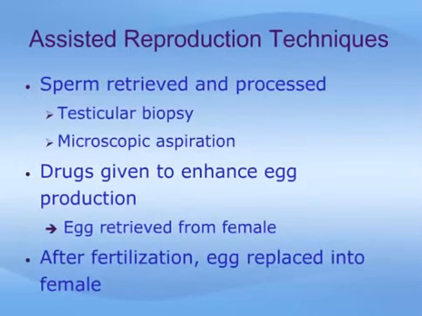In assisted reproduction techniques, sperm is retrieved from the male partner, usually by microscopic aspiration or biopsy of the testicle. It is then processed in the lab. Drugs are given to the female partner to enhance egg production. Then at the right time, eggs are retrieved from her. Fertilization is then accomplished depending on the technique, and this is discussed in the next slide. Following fertilization, the egg is replaced back into the woman's uterus or womb.